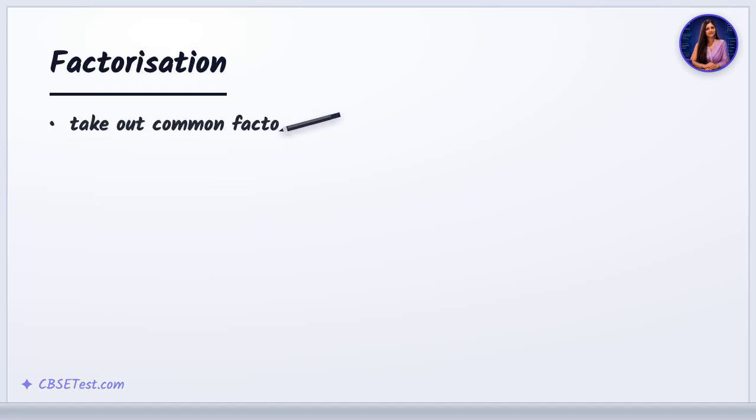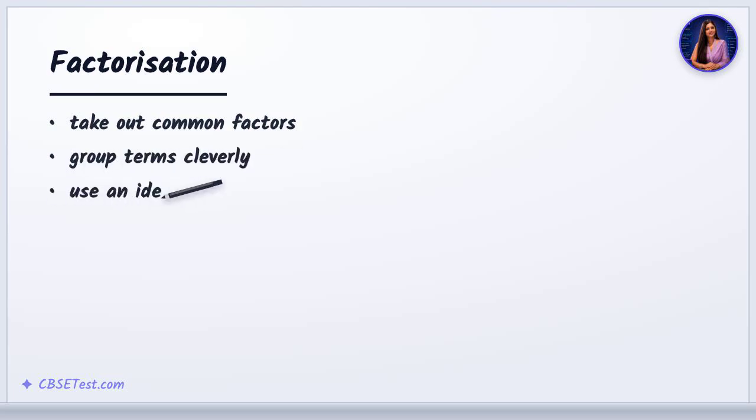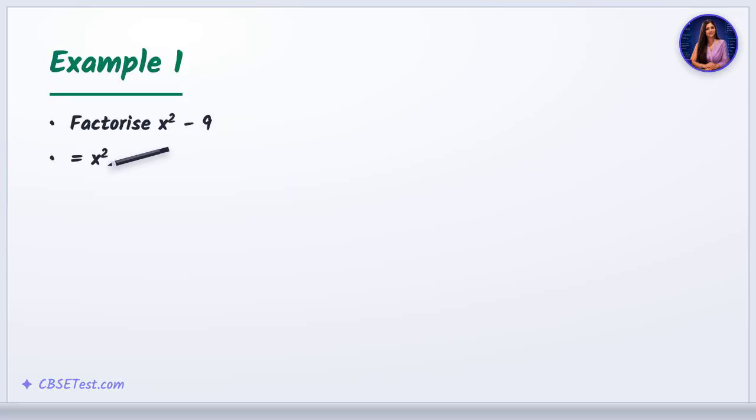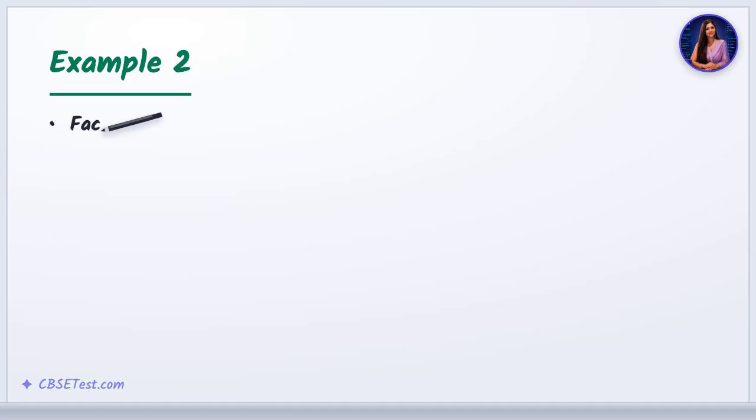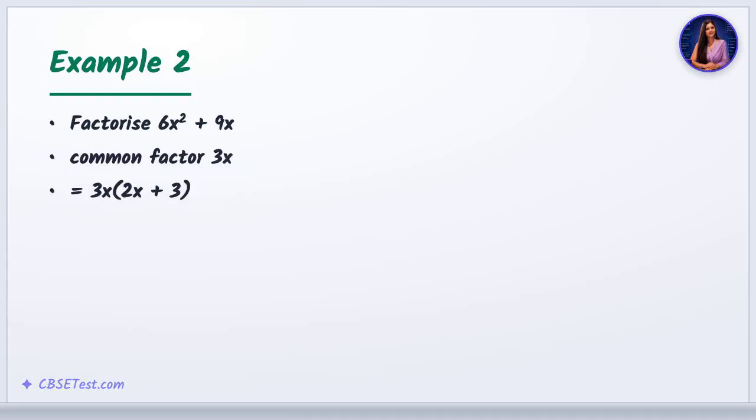To factorize, first pull out any common factor, then look to group terms or recognize an identity. Factorization is just expansion run in reverse. Factorize x squared minus 9. Recognize it as x squared minus 3 squared, a difference of squares, so it factors as x plus 3 times x minus 3. For 6x squared plus 9x, the common factor is 3x. Taking it out leaves 3x times 2x plus 3.